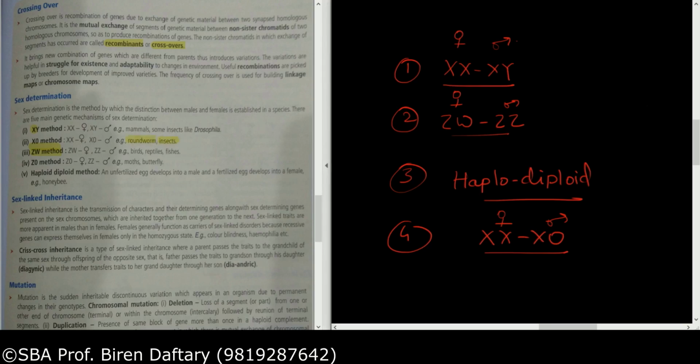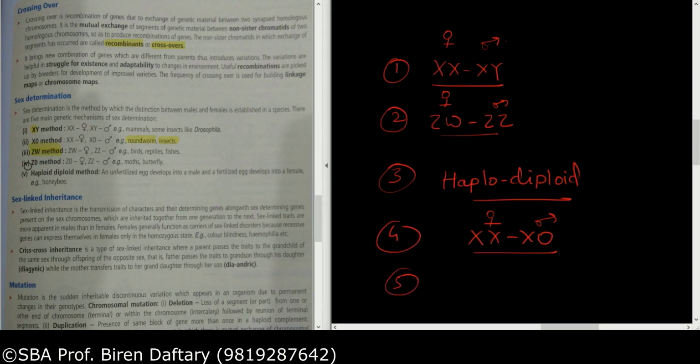And the fifth method given over here is ZO method. So that is ZO-ZZ. Now over here again, this method is similar to the second method, which is ZW-ZZ, because the female is heterogametic and the male is homogametic. But please remember the female is having only one type of sex chromosome. Okay, so only Z is present, O is actually 0. So this method is shown again by certain insects like moths and butterflies.